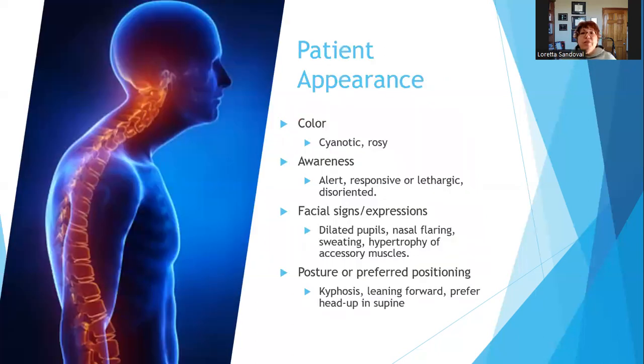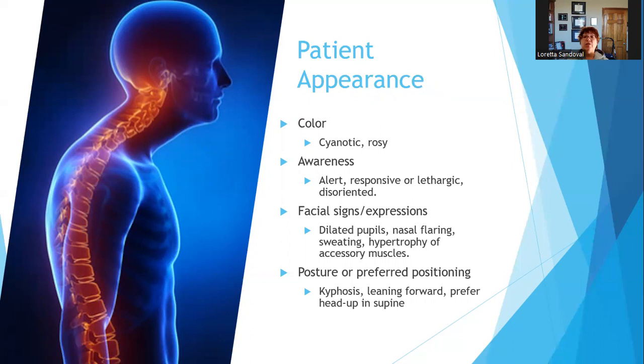So the patient appearance, what color is their skin? Are they cyanotic? Are they rosy? Are they normal? Their normal color. Everybody's skin is a different color, right? So their normal color. If you have a dark-skinned patient, you can assess this by looking inside their mouth, their nail beds, and the soles of the feet. So just because someone has dark skin doesn't mean they're not going to have changes due to respiratory dysfunction.